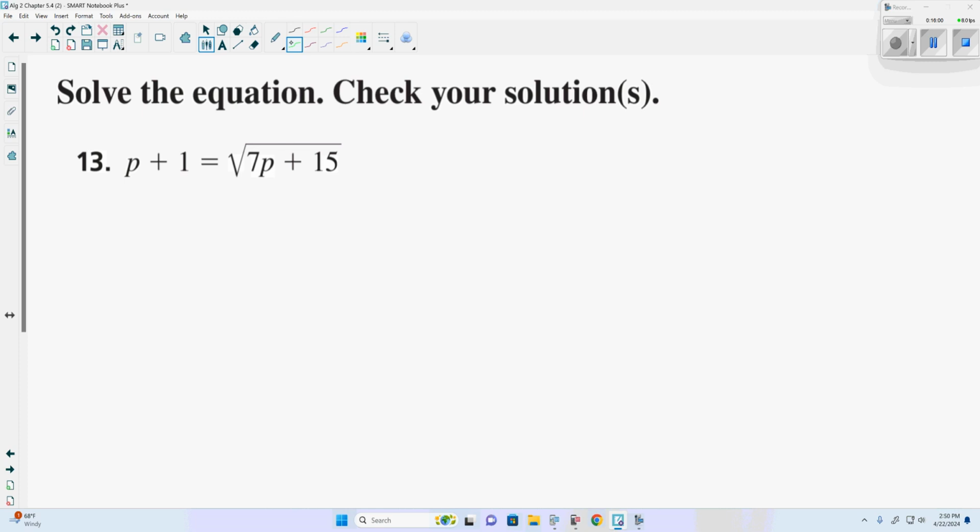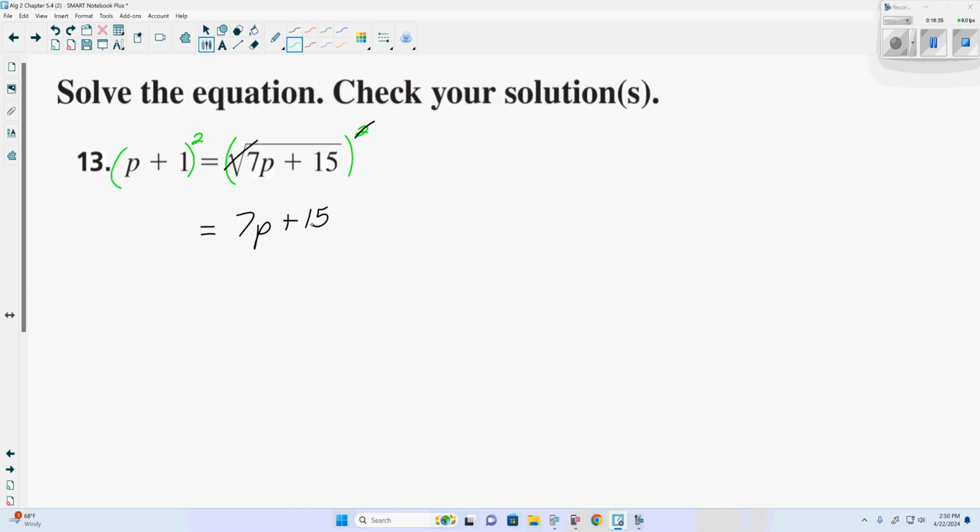Now, our first step, is there one radical? Well, yeah. If so, get it by itself. Is the radical by itself? Yeah. Step 2, put both sides to the nth power. What power are we putting both sides to? 2. Now the right-hand side's a little bit nicer because the radical and the square will cancel, telling us that this is 7p plus 15.